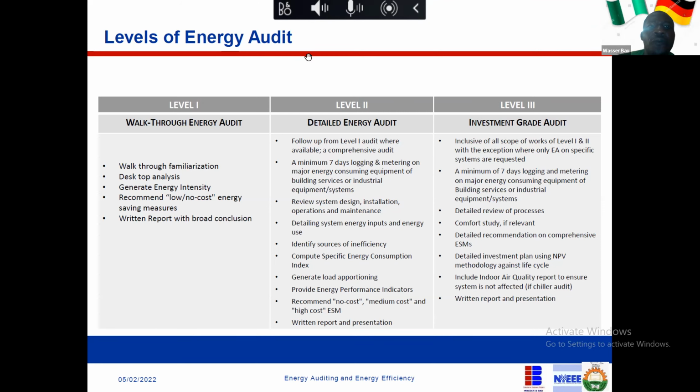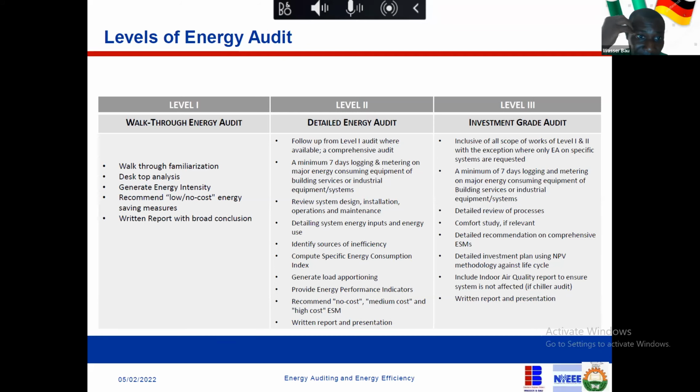There are 3 levels of audits based on whether ISO or European standards. Number 1 is level 1. If you don't want to call it level 1, you call it walkthrough energy audit. Number 2 is level 2 audit, or you call it detailed audit. Number 3 is level 3, or you call it investment grade audit.